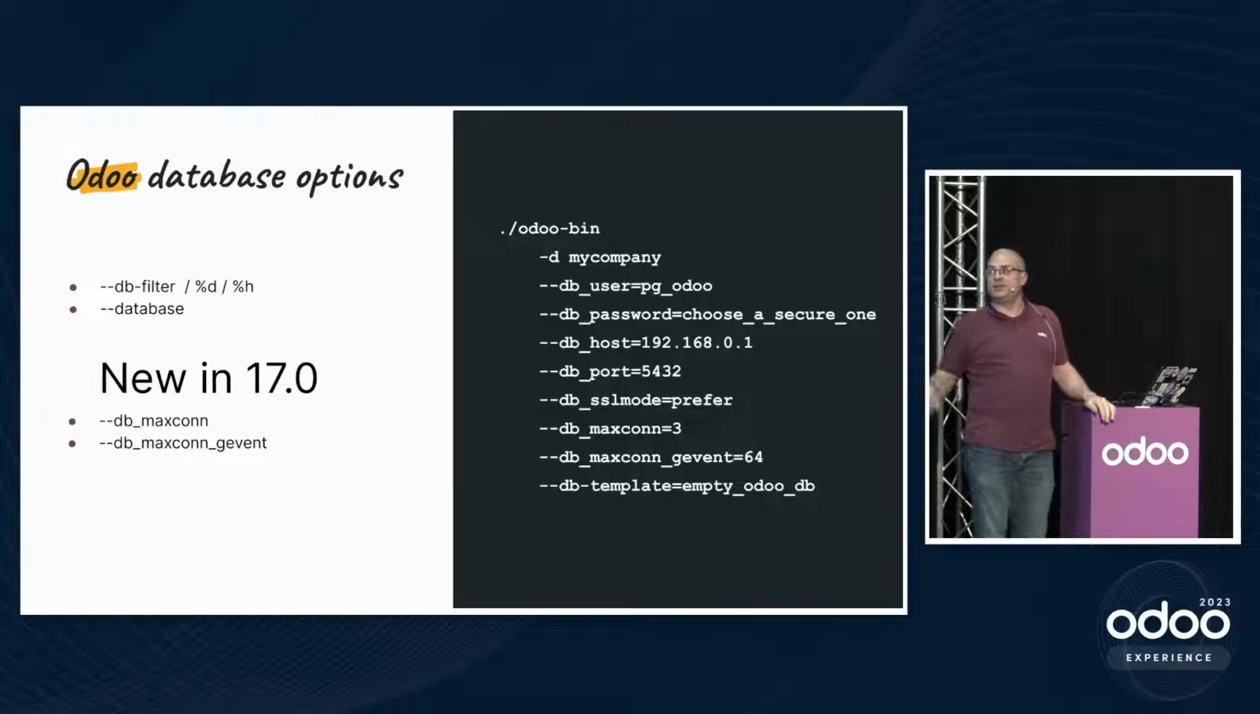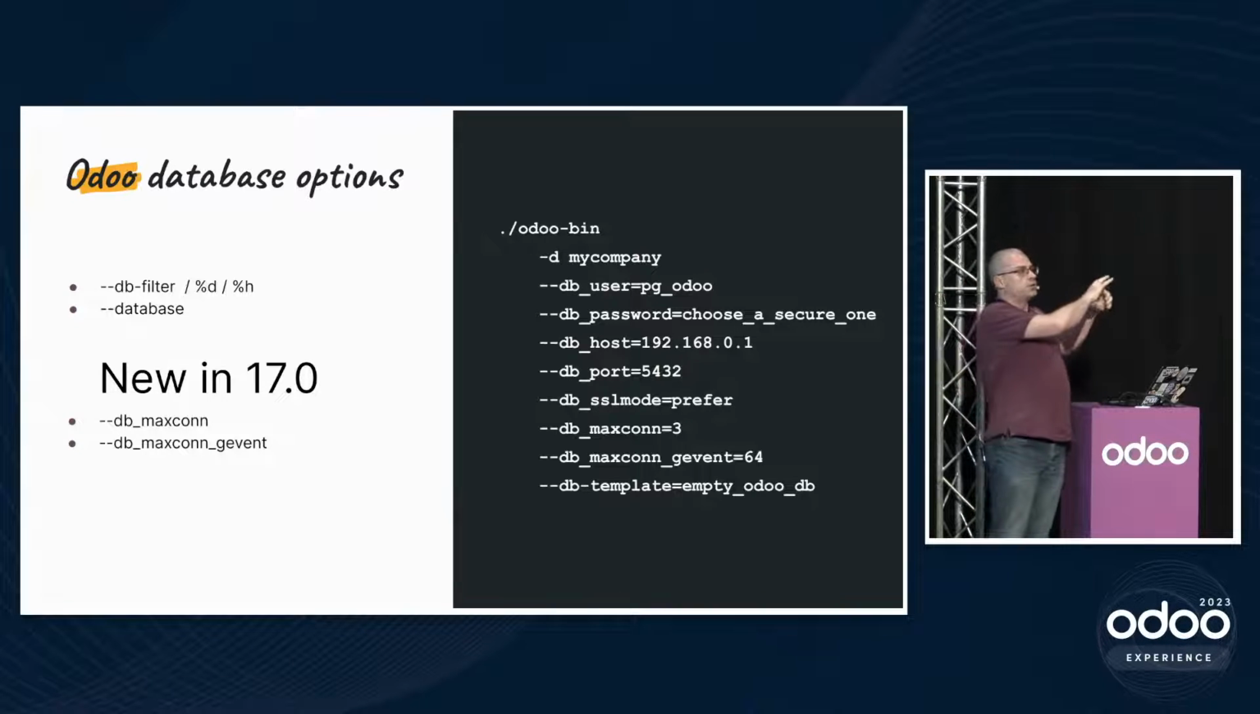So in version 17, we have split the MaxCon and the MaxCon gevent, so that the connection pool size between Odoo and your database server is defined. This permits to compute the max connection number on your PostgreSQL side.